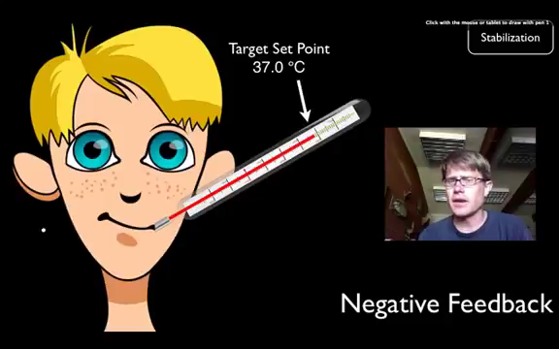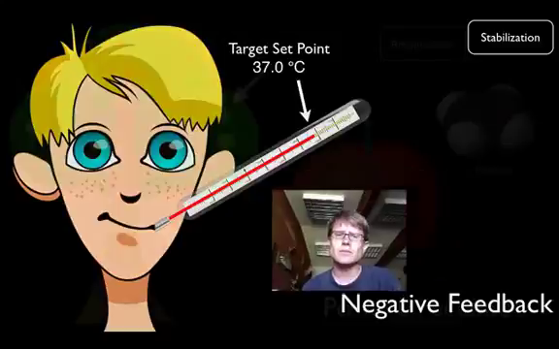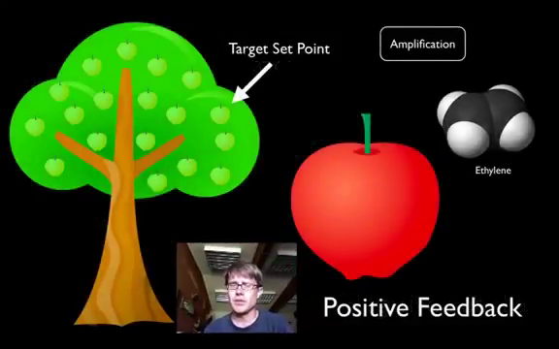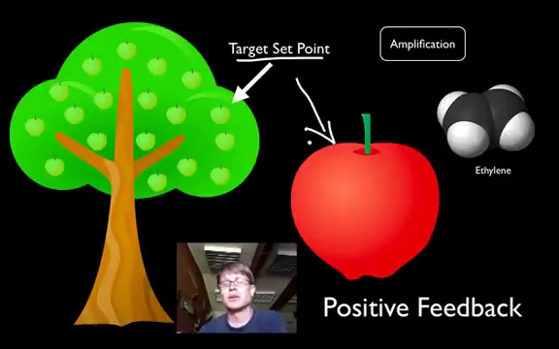And so right now, in fact, throughout the whole day, your body is just regulating your body temperature, and it's doing that through a negative feedback loop, again, trying to maintain that target set point. What happens if we want to go in the opposite direction? Well, let's say we have this. We've got a fruit on a tree, and we call that the target set point. But let's say we want to move from fruit on a tree to fruit that is ripe.